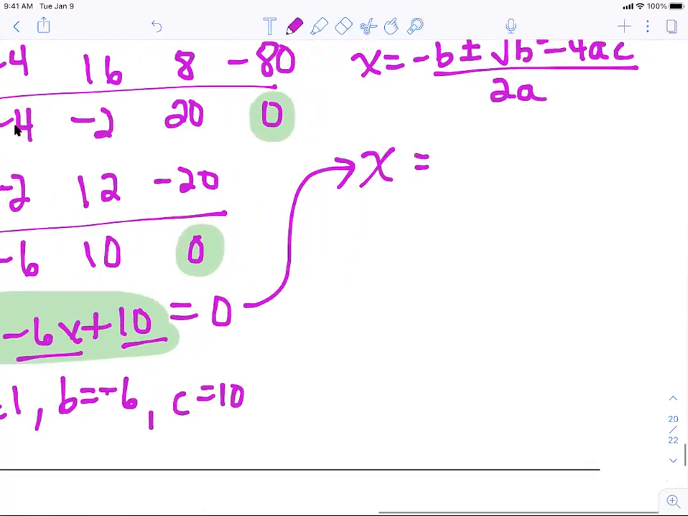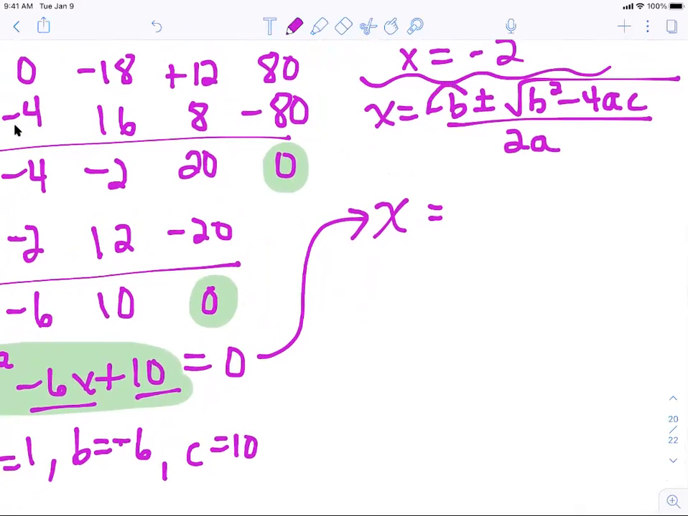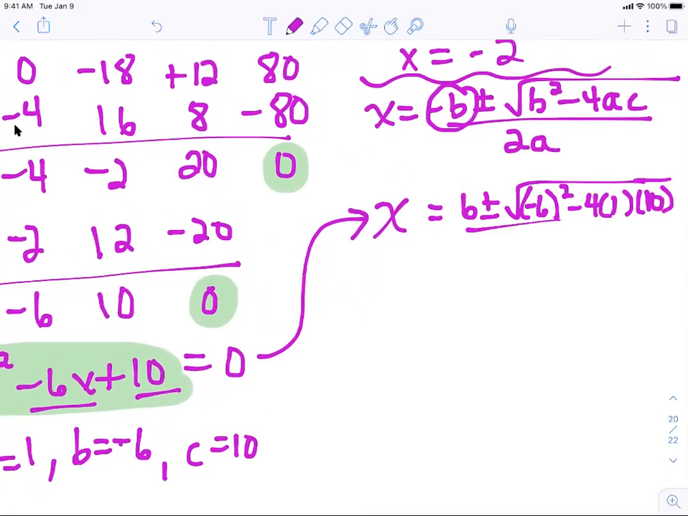So obviously b is going to be -6. The first thing that goes in here is the opposite of b, which is going to be 6. And then B squared, I'm going to take -6 and square it. And it's going to be -4 times a times c. A is obviously 1, and c is going to be 10. All divided by 2 times a, which for us is 1. All right. And really now it's just a matter of simplifying things.